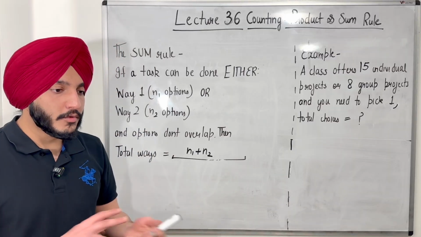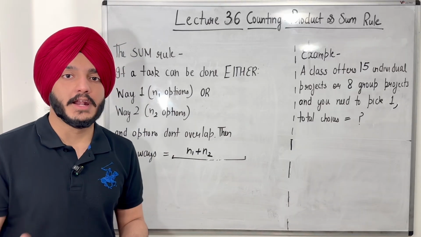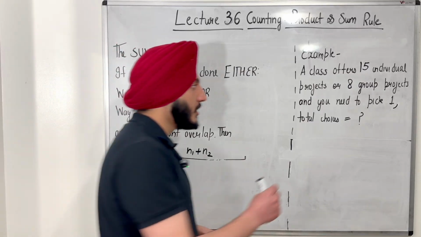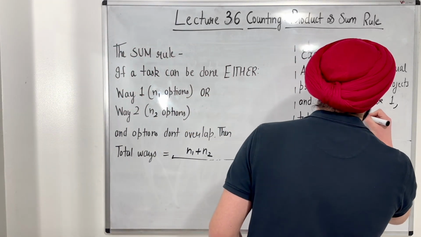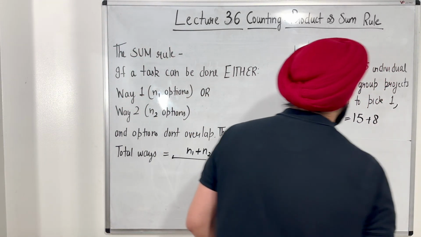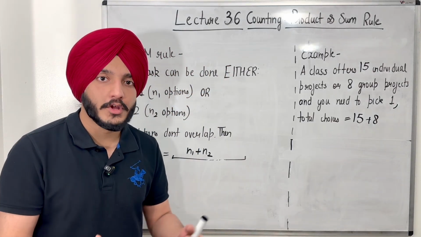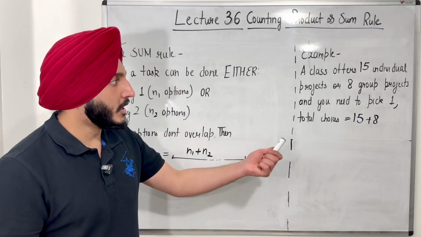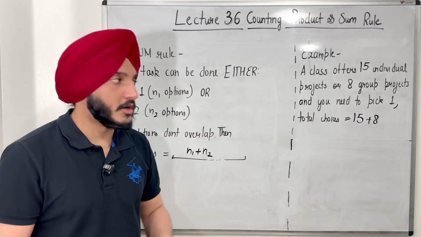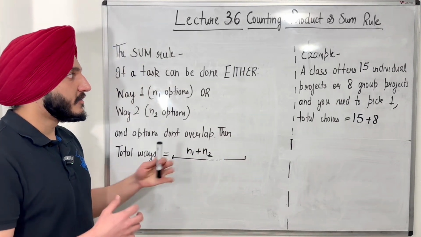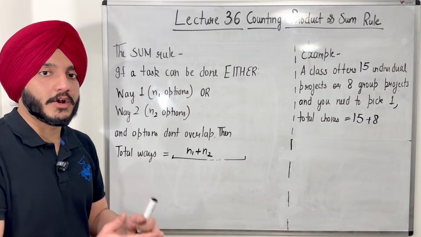So in that case, you would have 15 plus 8 number of options. Meaning it's just going to be 15 plus 8. Why? Because you have to pick either. You're not picking both the group project and the individual projects. So that is exactly why this is called the sum rule. You're picking one of the things.